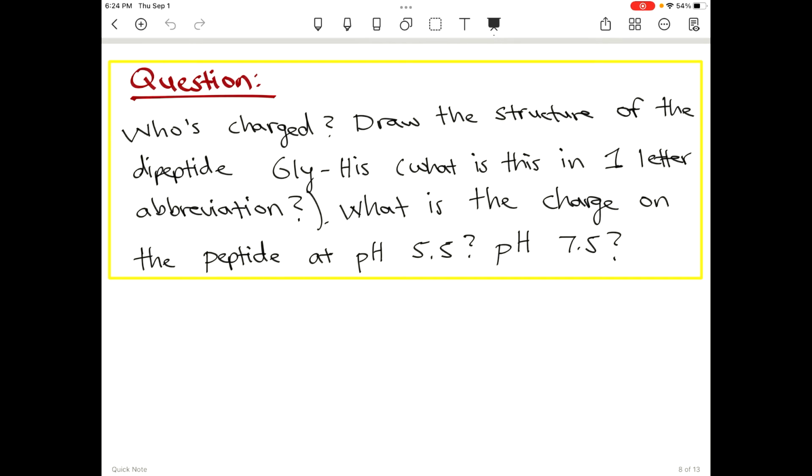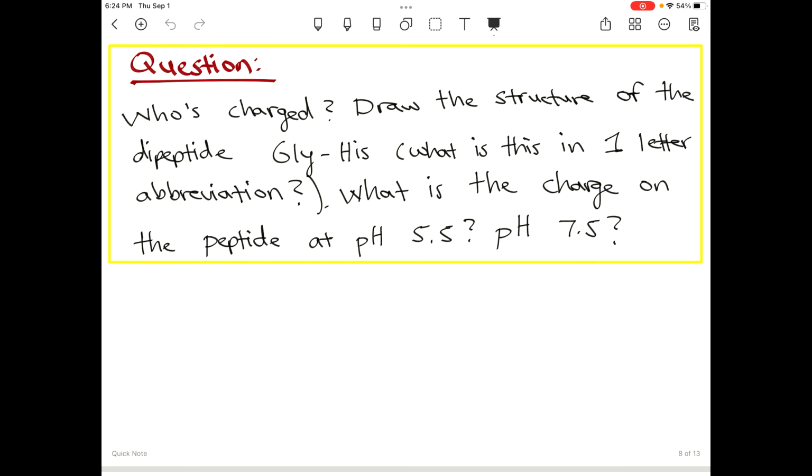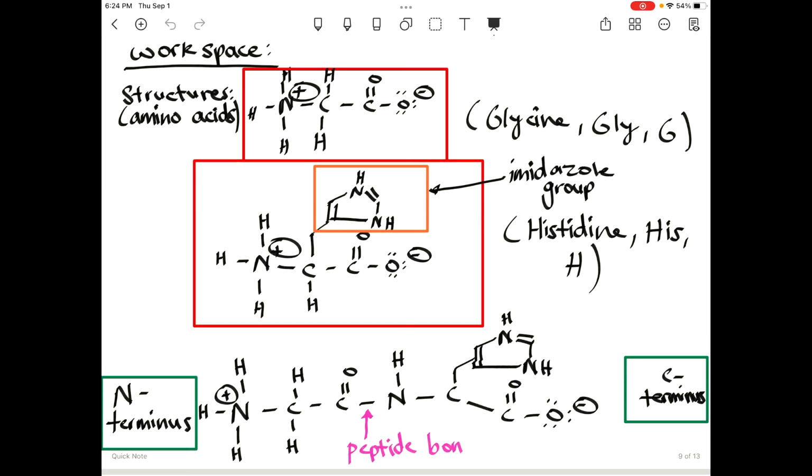Again, the question is: draw the structure of the dipeptide GLY-HIS. Now that we know the 3-letter abbreviations, we know that means glycine and histidine. Then I ask, what is the 1-letter abbreviation? What is the charge on the peptide at pH 5.5? And what about pH 7.5? So this is our workspace.